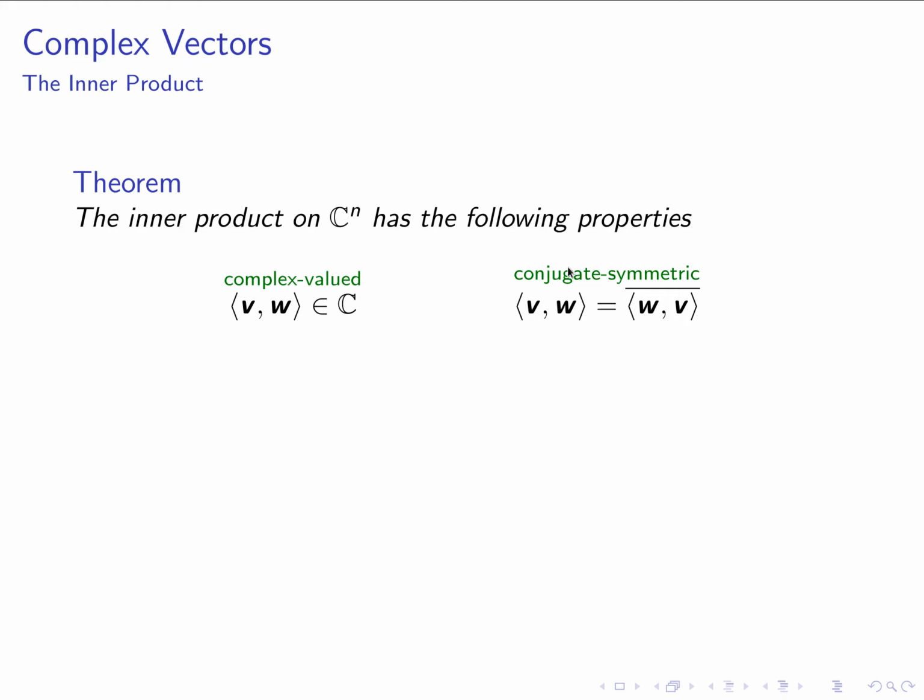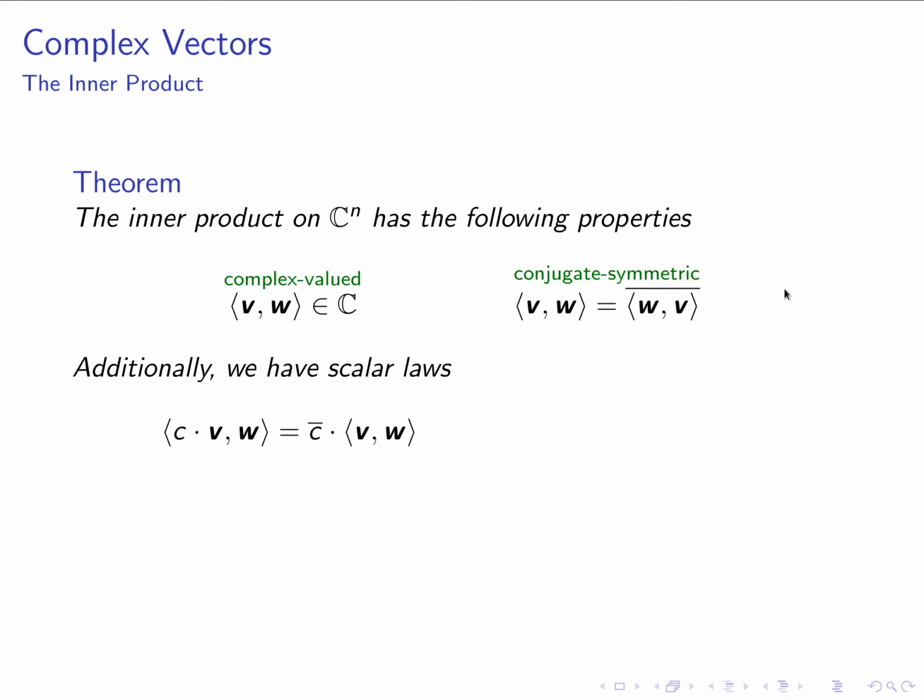It's also conjugate symmetric. So remember with the dot product, it didn't matter which order we took the dot product in. For inner products, the order actually matters, but if we swapped the order, we could predict what the output would be. So the inner product of v with w, while it's not the same as the inner product of w with v, the two inner products are related by conjugation. So v inner product w is the conjugate of w inner product with v.